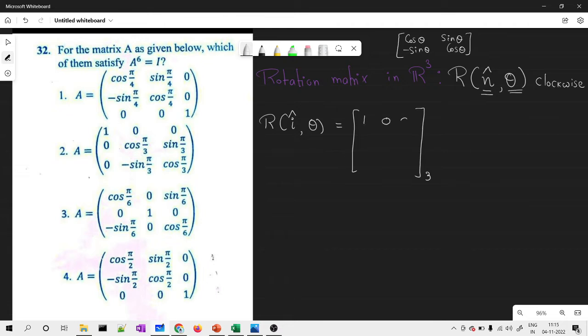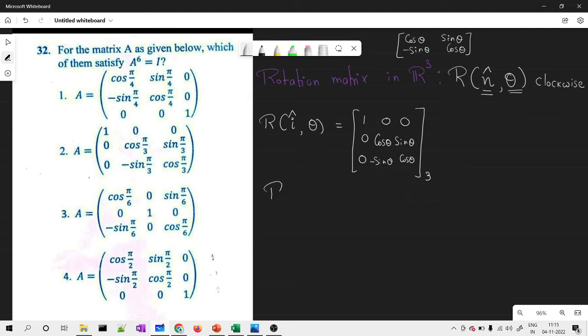So in a 3 cross 3 matrix, the first coordinate is 1, and the rest of the entries in that row and that column are 0. This represents that I am rotating around the x-axis, right? And the remaining part is nothing but the rotation matrix: cos theta, sin theta, minus sin theta and cos theta. So this represents rotation about the x-axis with an angle of theta in R3.